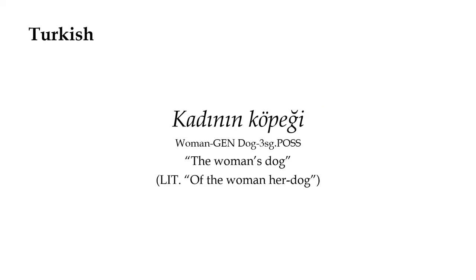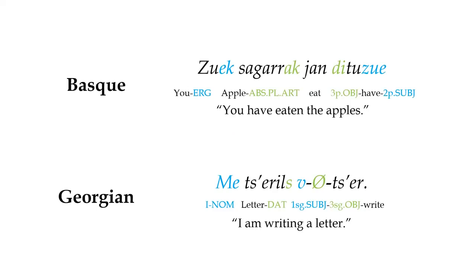In rare cases, phrases can even be double marked. In possessive phrases, Turkish marks the possessor with a genitive case, but simultaneously marks the possessed noun with a possessive suffix, so literally, "of the woman, her dog." And a few languages, like Basque and Georgian, show double marking in the verb phrase by using both case marking and polypersonal agreement. This kind of double marking is quite rare, since it's a little bit redundant to mark the roles in the phrase twice, but it does happen occasionally.